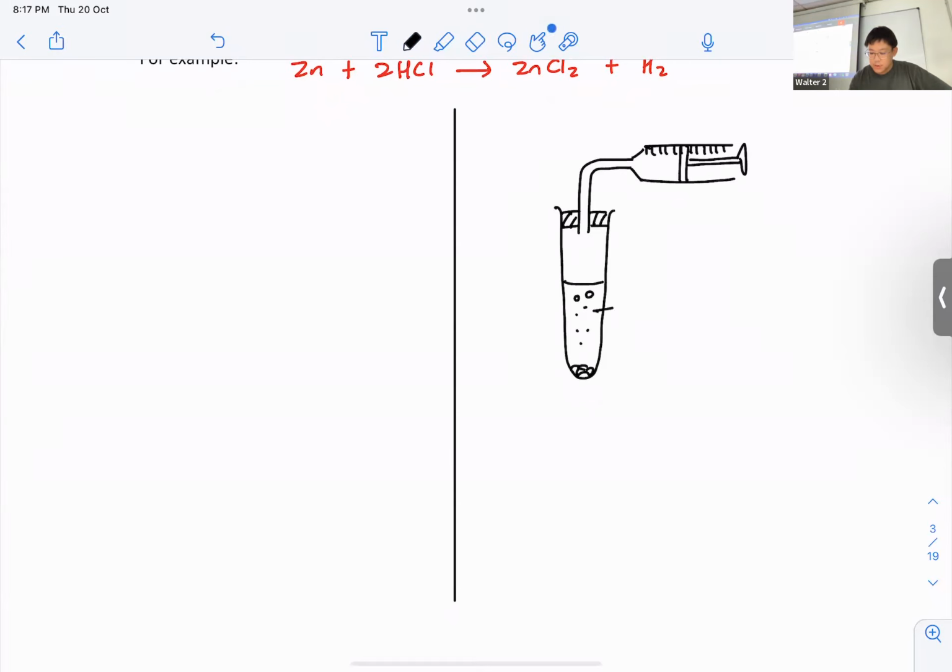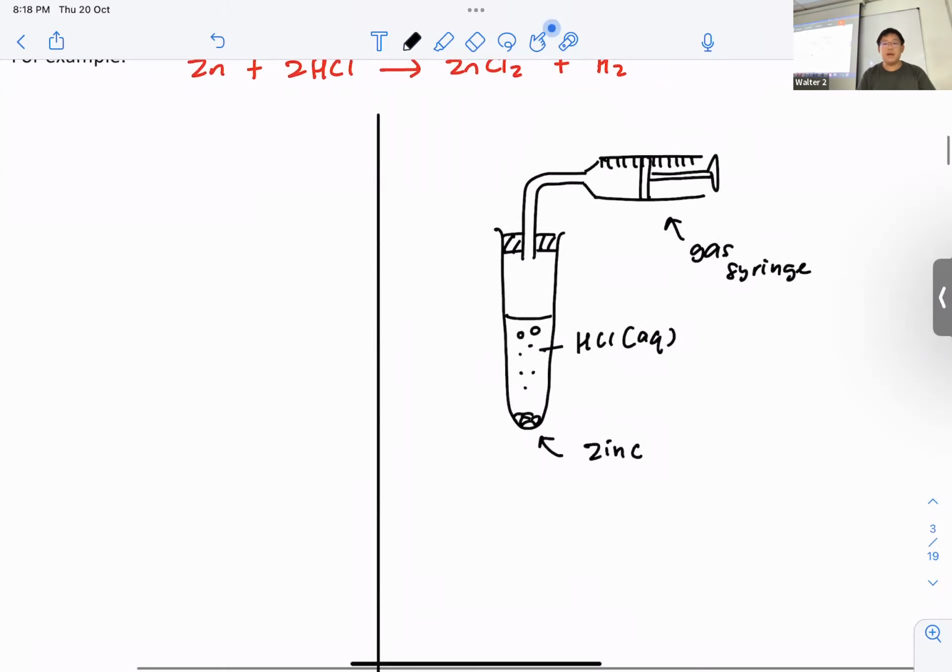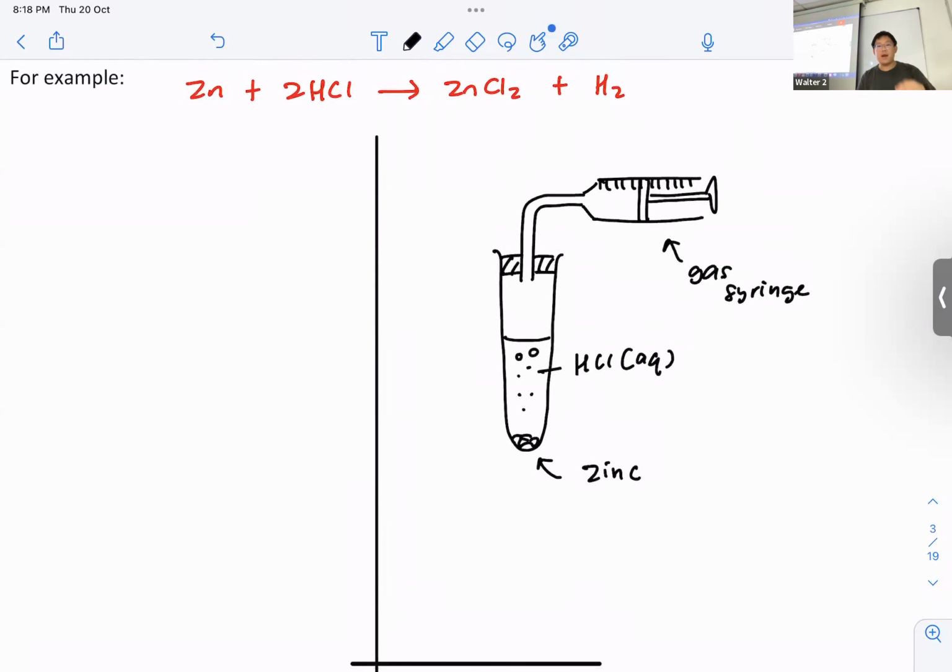Okay, so this will be your HCl. And this will be your zinc. Zinc pieces or whatsoever. And this is a gas syringe. Gas syringe is not a very popular example in SPM, but it's normally used for IGCSE. So just remember that you have another method of doing this, which is to put into the burette, okay?